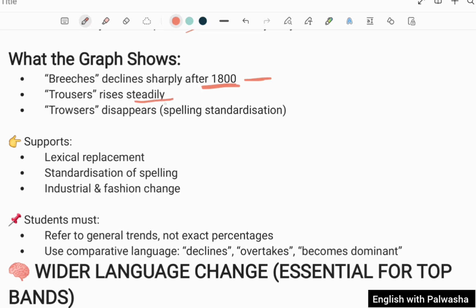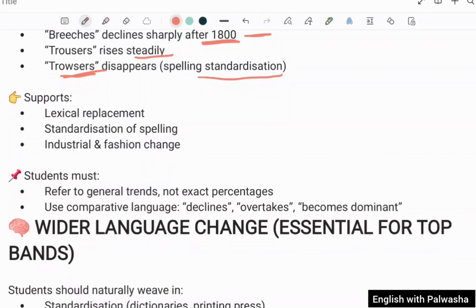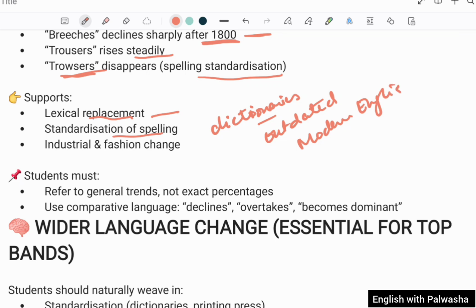"Trousers" rises steadily. The word "breeches" disappears. Spelling standardization, the variants disappear. So this supports the lexical replacement. Standardization of spelling is continuously there, because if you see in past dictionaries, the words were quite outdated. They used the past outdated words which were there in early English. But now in modern English, you can see the books are quite updated. The paragraphs, the descriptive writings, the essays are all updated according to this era. The industrial and fashion change is almost there. You guys can see that.